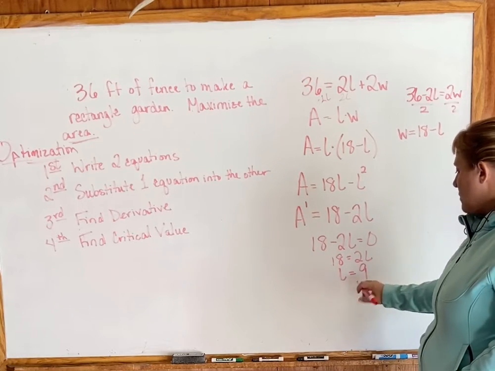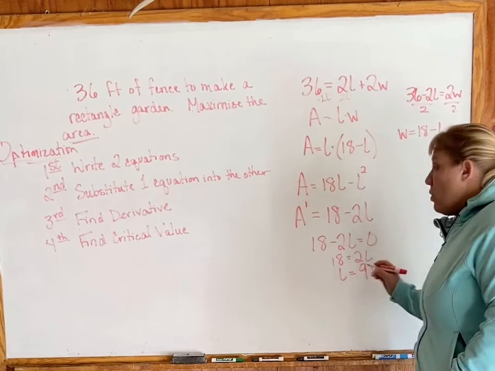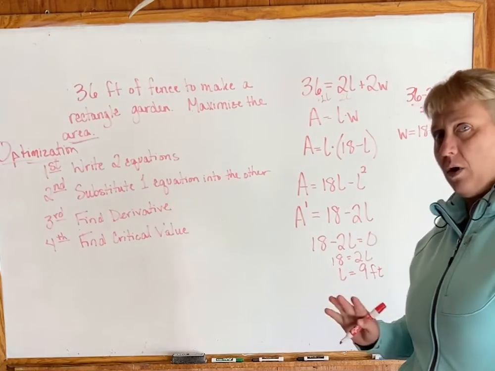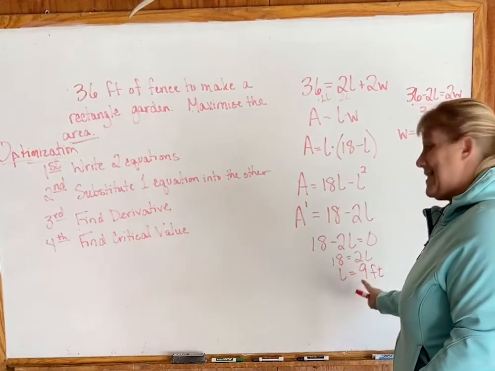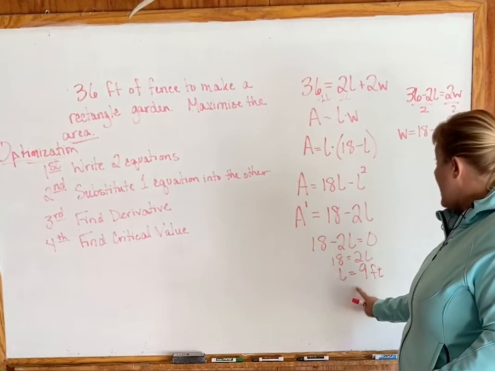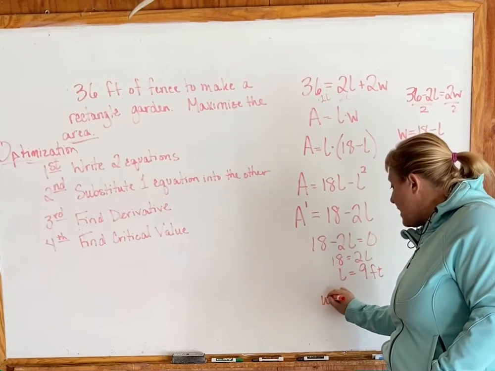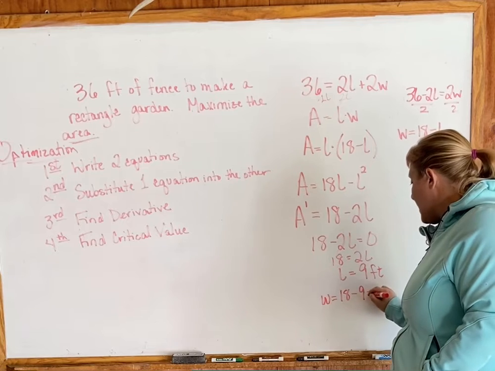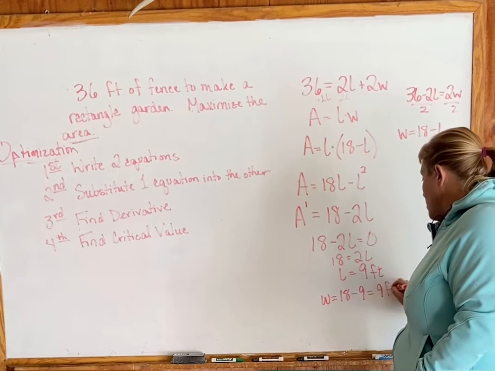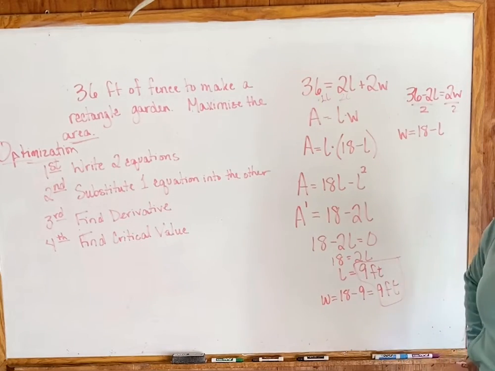Okay, so L equals 9, and what were we in? We were in feet. Now, make sure that you answer the problem fully. If it asks for all your dimensions, we're not done. We've only found the length. If we need to find the width, then we need to come back up here and say W equals 18 minus L, or 18 minus 9, which is also 9 feet. But be sure with these optimization problems that you actually answer the question.